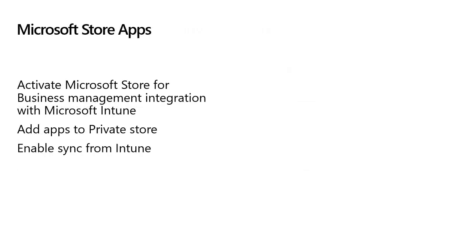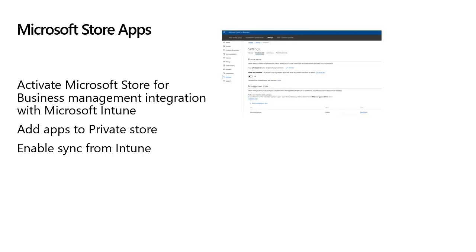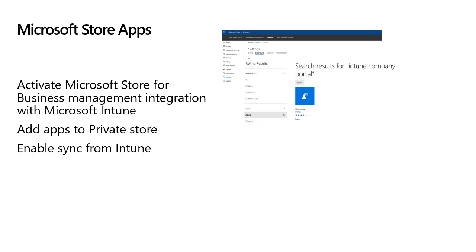In order to deliver Microsoft Store apps, you need to enable Intune as the management option in the Store for Business. We can then choose which apps we want to add to the private store, and then by synchronizing with Intune, we can populate the apps list with those apps so that we can publish or assign applications as required.